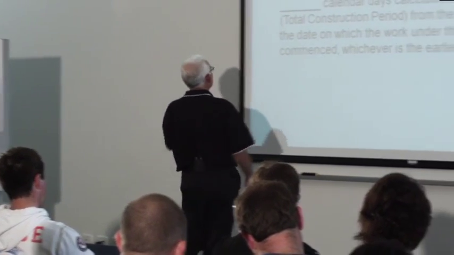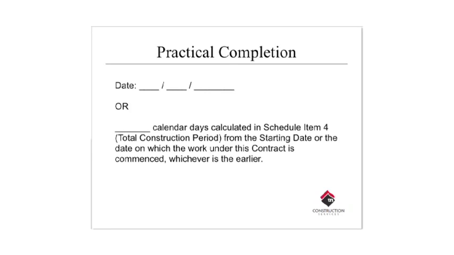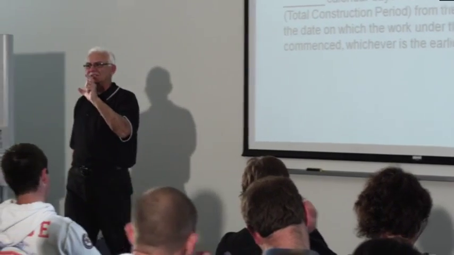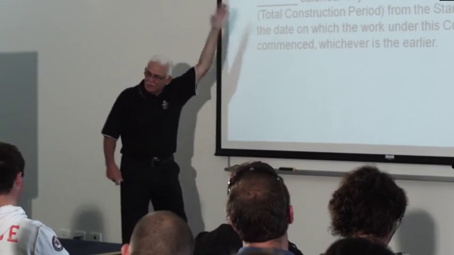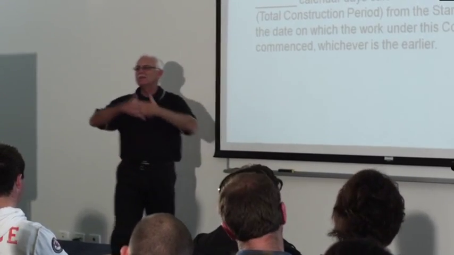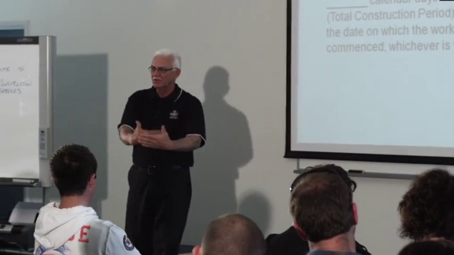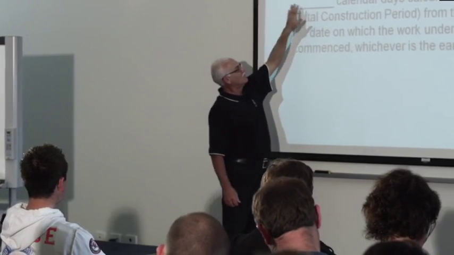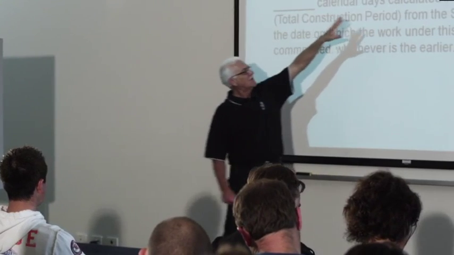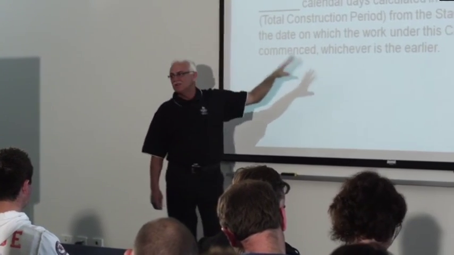So the option you have is so many calendar days calculated in Schedule 4 from the starting date. All right, so this is where you're able to say, remember that calendar, it had 132 days on it? We've worked out that it was going to be a 132-day contract. So we'll say 132 days calculated from the time when the job starts.